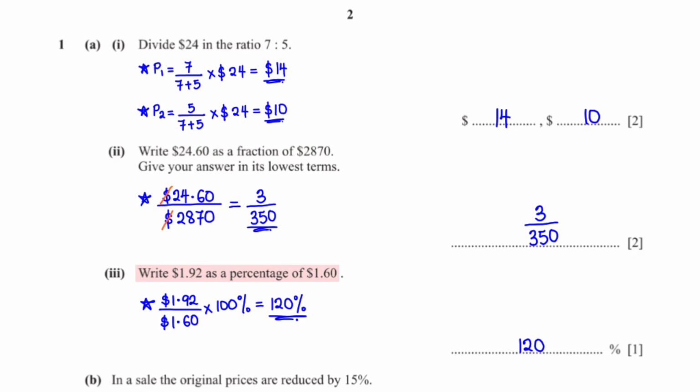Write $1.92 as a percentage of $1.60. In setting up the percentage, the number after the "of", which in this case is $1.60, will be our denominator. And so we have $1.92 divided by $1.60 times 100%. When we type this into the calculator, we get 120%.